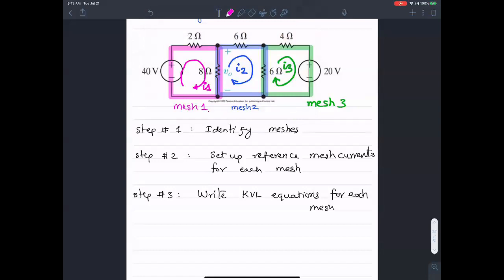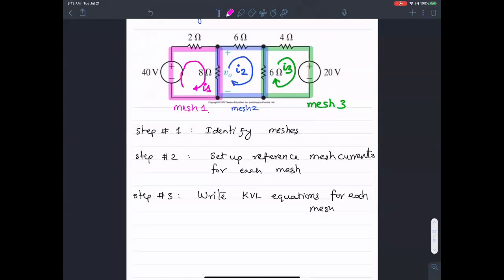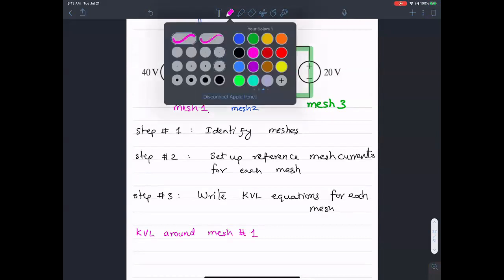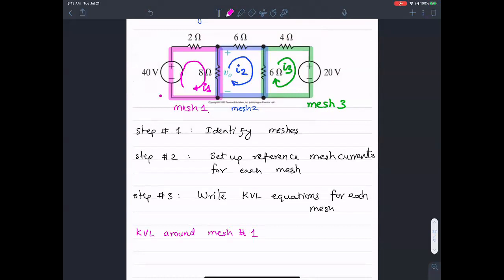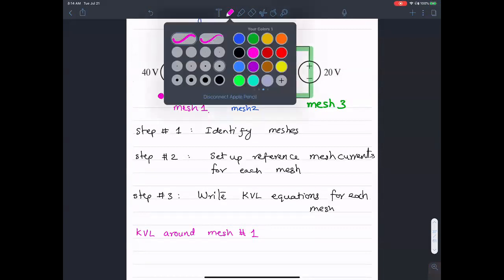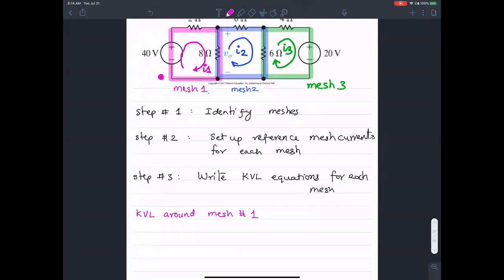Okay, so as a part of step 3, I'm going to write KVL around mesh 1, which is the purple mesh. So in order to follow the convention, we start at the lower left corner and follow a clockwise path, and write the voltage drop across each of the elements. Okay, so that's the idea of KVL.